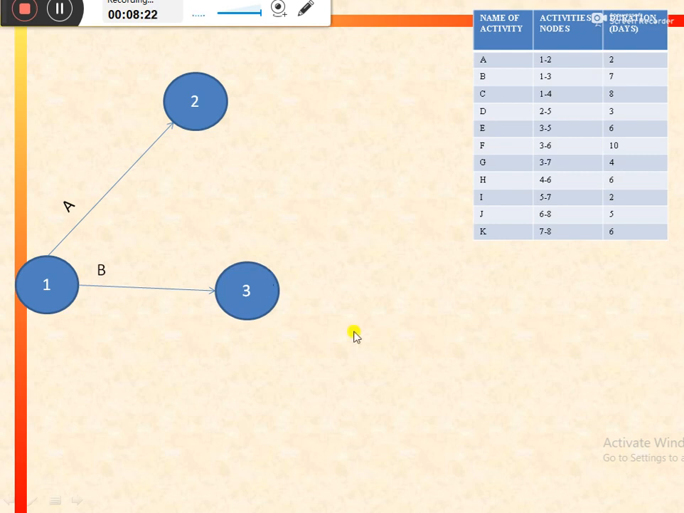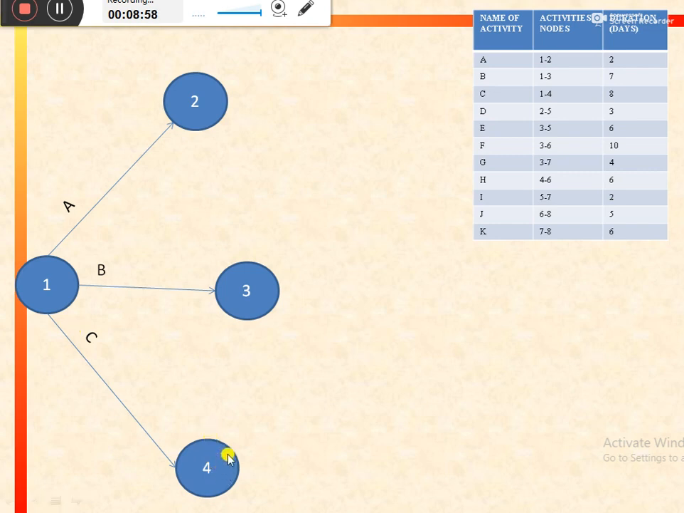Remember that in this diagram, arrows denote the activities of the project, and nodes denote the starting and ending points of the activities. So activity A is starting from node 1 and ending at node 2. Similarly, activity B is starting from node 1 and terminating at node 3. In a similar way, activity C, that is also emanating from node 1, is ending at node 4.